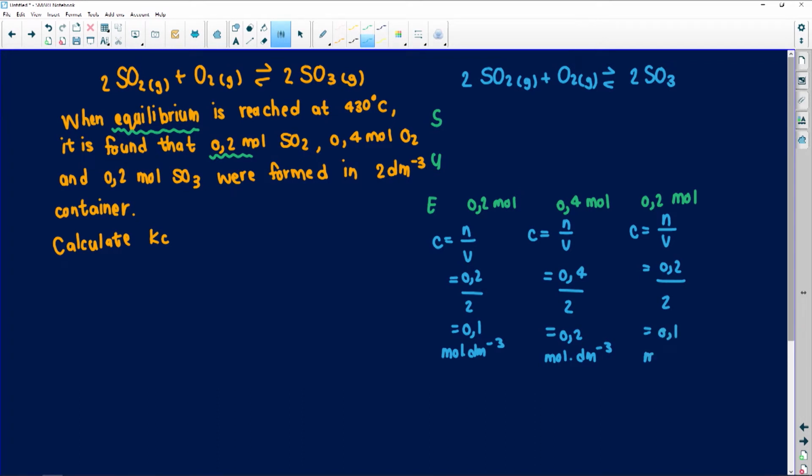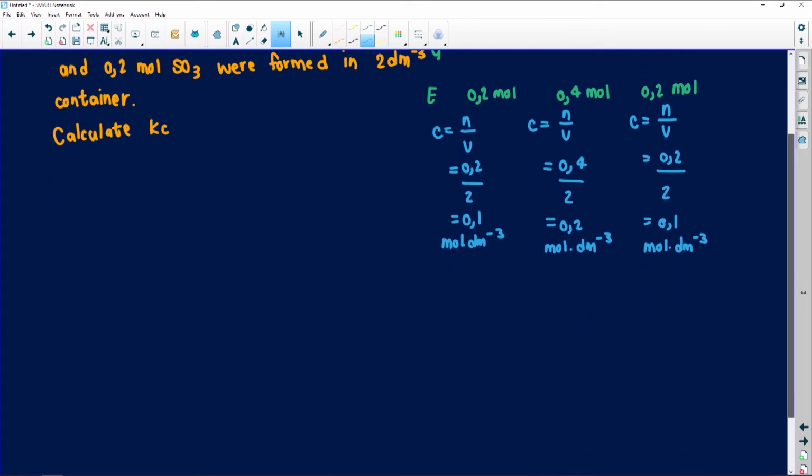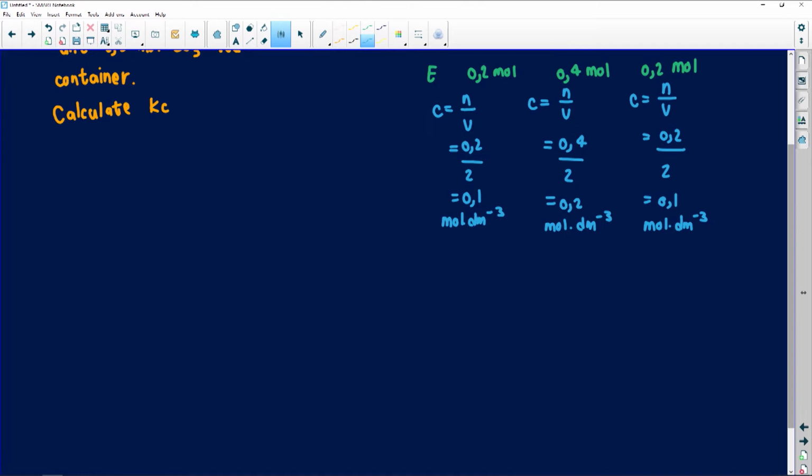And it's also in mole per cubic decimeter. But Pamanda's question is not finished. They want us to calculate the Kc. Remember, when we calculate Kc, we take the equilibrium concentrations, and then we can calculate the Kc. So when we're calculating Kc, always write it down. You've got your products, which are on the right-hand side of your equation. You've got your reactants, which are on the left-hand side of your equation.